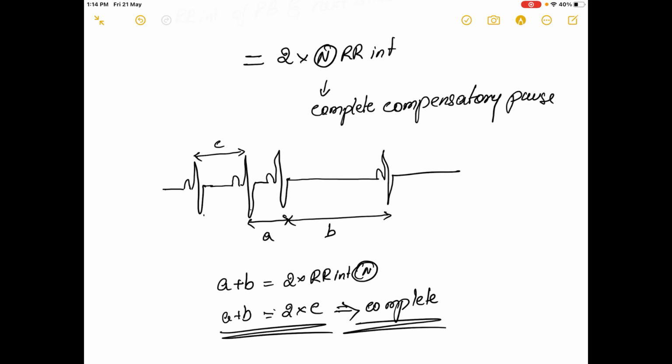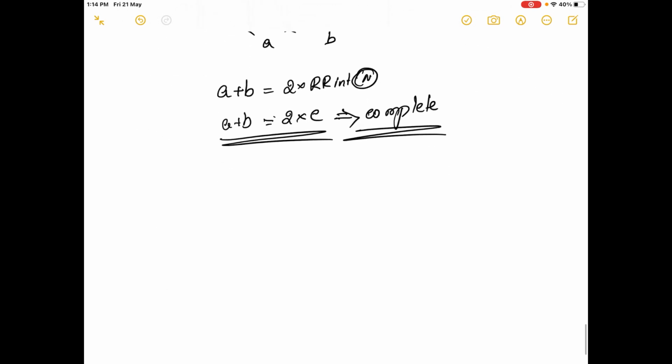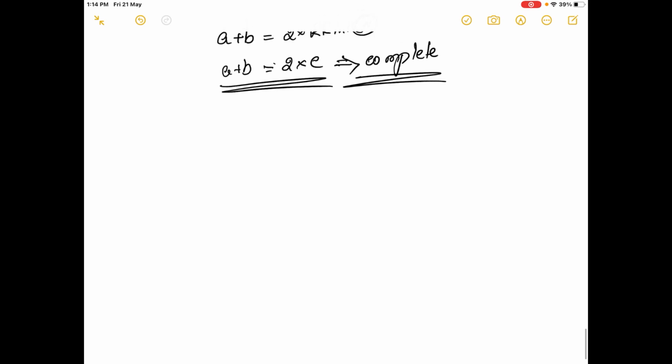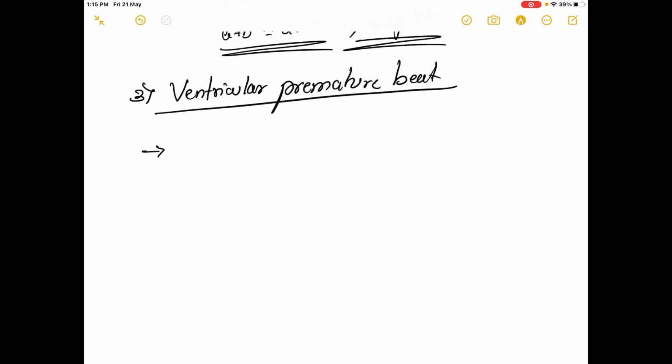So moving on to the next premature beat after the nodal premature beat, that is the ventricular premature beat. In a ventricular premature beat, there is no P wave. No P wave in the premature beat. So a ventricular premature beat doesn't have a P wave, since the ectopic focus is from the ventricle.